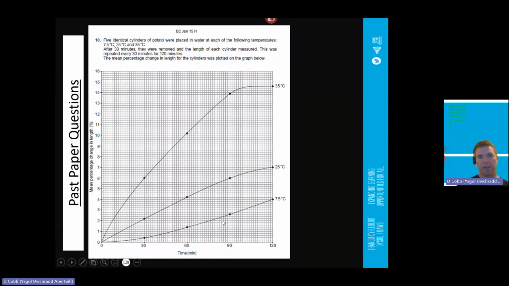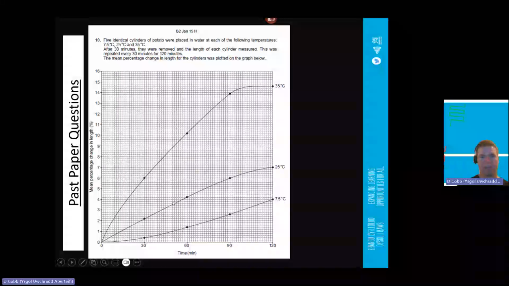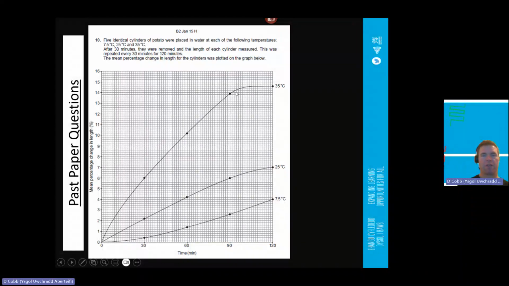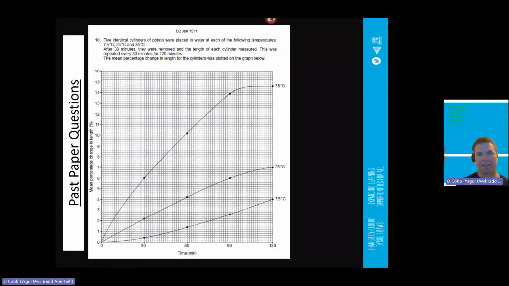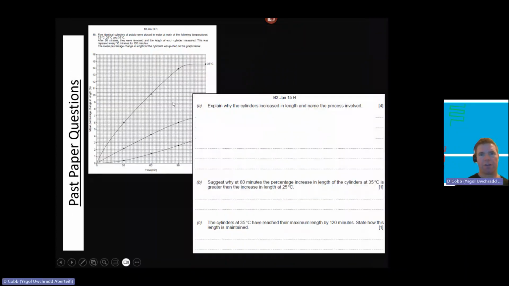Okay, so that's what's happening. And then we do the same for going through the 25 degrees C. It's increasing in length. And the same for 35 degrees C, it's increasing in length. But you can see, of course, that the higher the temperature, the faster the rate at which it increases in length. Okay, now, question. Still got it on the background here. Explain why the cylinders increased in length and name the process involved.